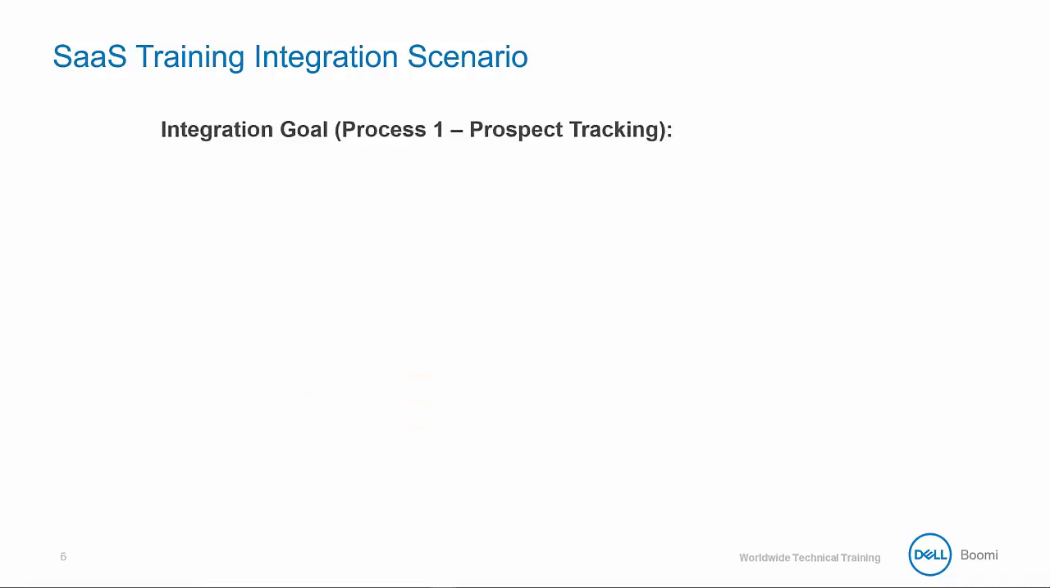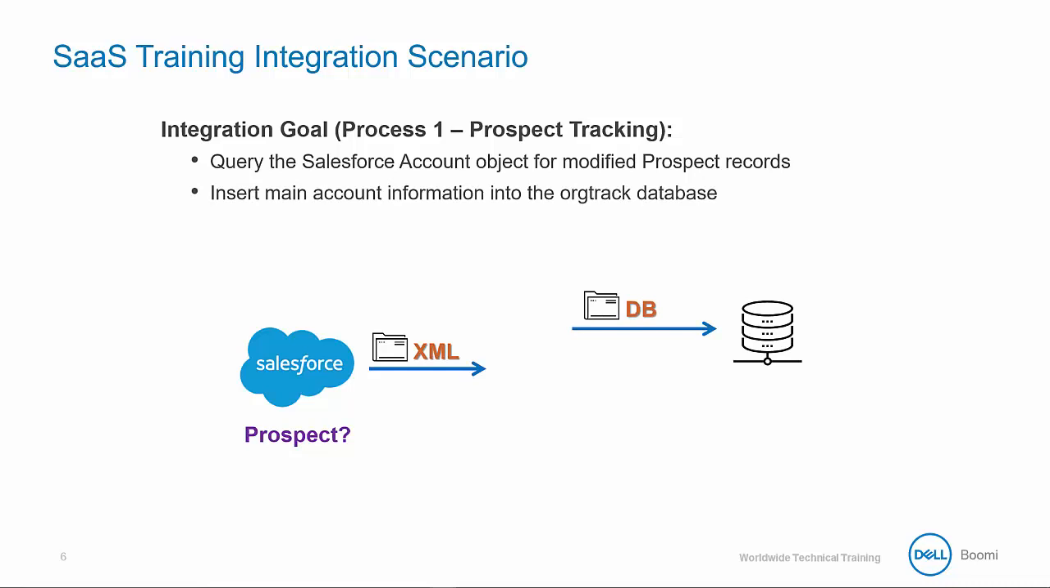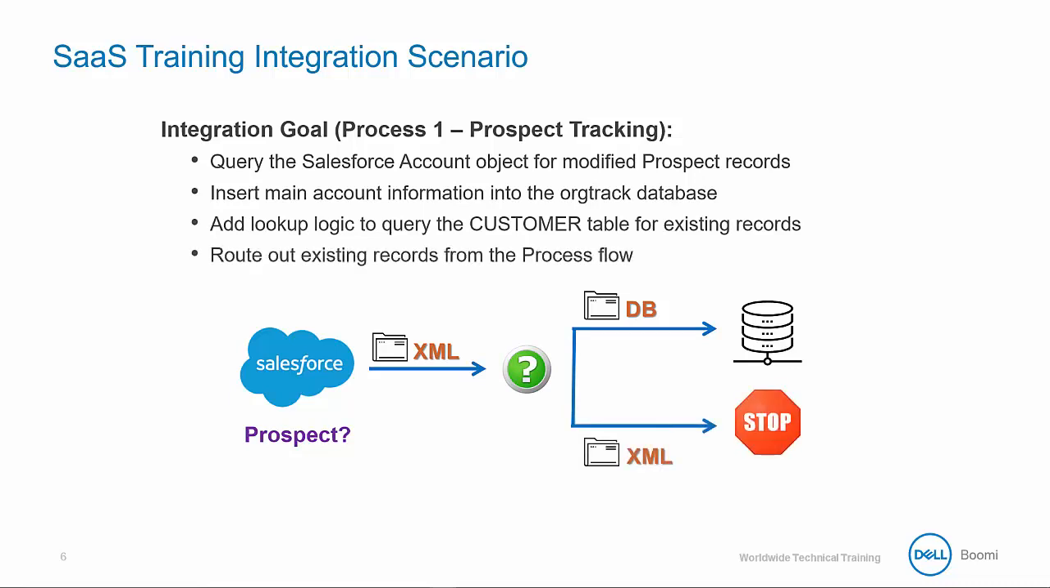Let's now take the scenario and break it down into an integration goal for prospect tracking. First, we want to query the Salesforce account object for modified prospect records, which is an account record of the type prospect. As long as this account record does not already exist, we want to insert main account information into the tracking database named orgtrack. We'll address this by adding lookup logic to query the customer table for existing records and route out any records which already exist in the database.